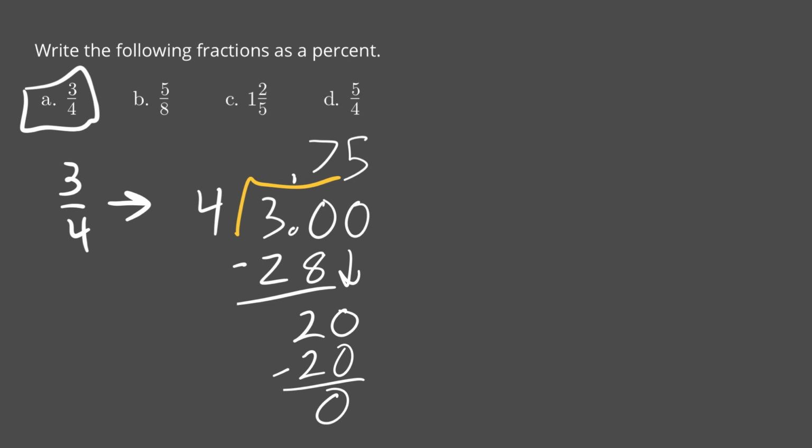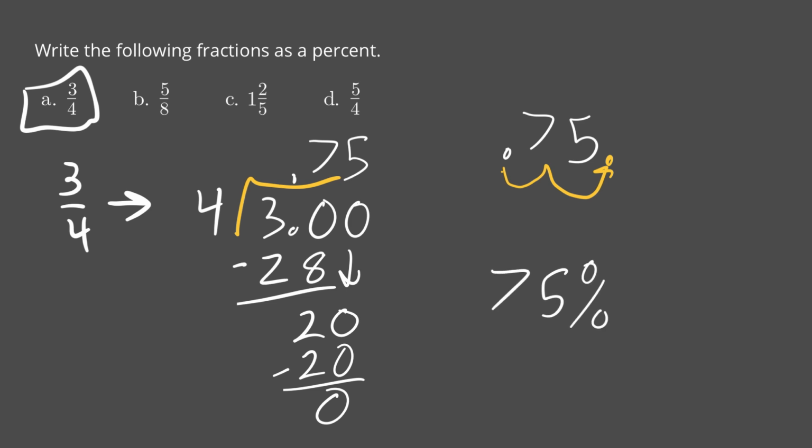That should be expected. Now, we have to turn 0.75 into a percentage. So whenever you have a decimal, all you have to do is move the decimal 2 places to the right. So 0.75 now becomes 75%.